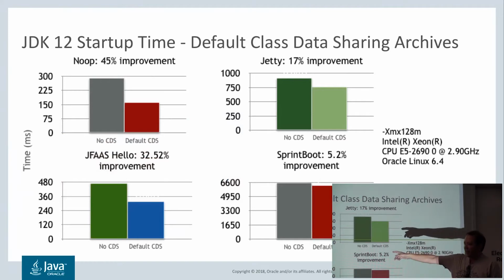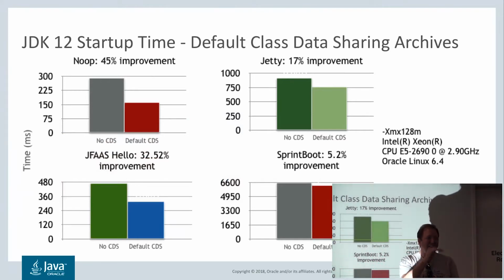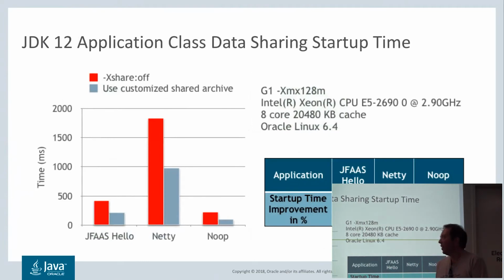I will say that this slide is showing what happens when you put only the JDK classes in the archive. So if you have a big application, obviously that won't be in the archive, and therefore you'll not see the benefits for the application part of it. Now the nice part is that we extended class data sharing pretty recently to allow for putting application classes in there as well. And then you'll see something like this instead.